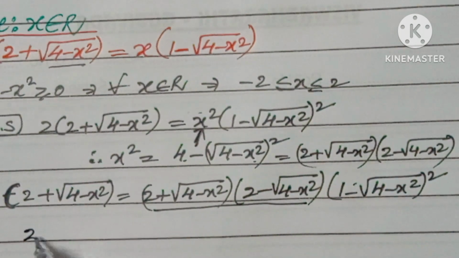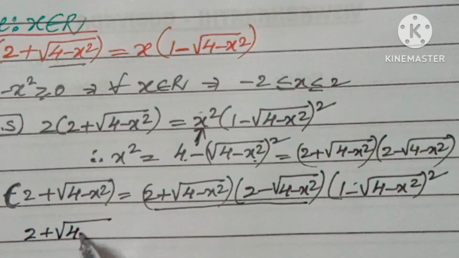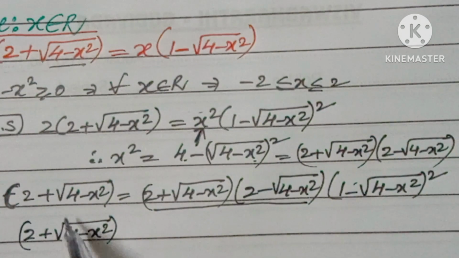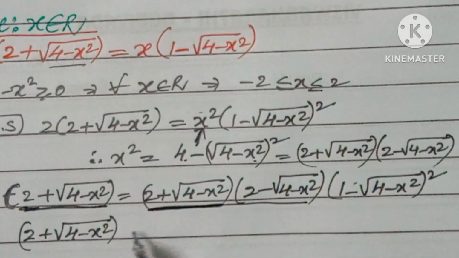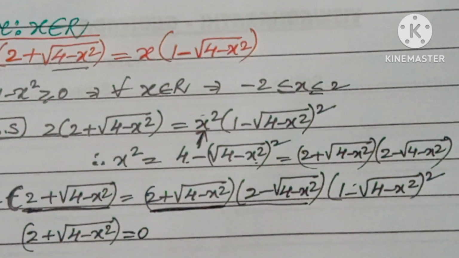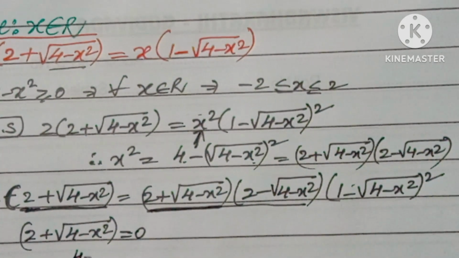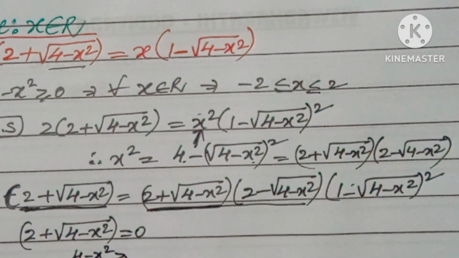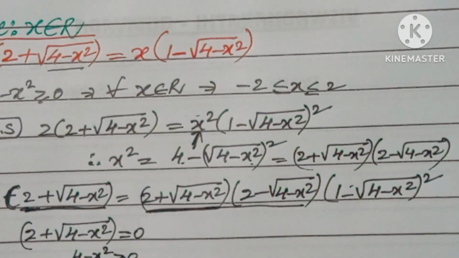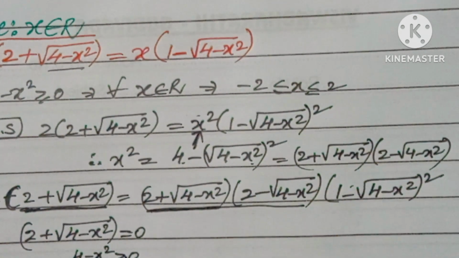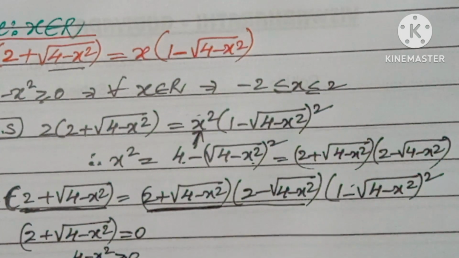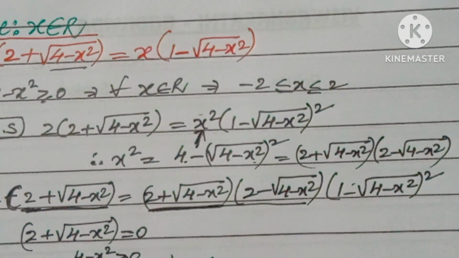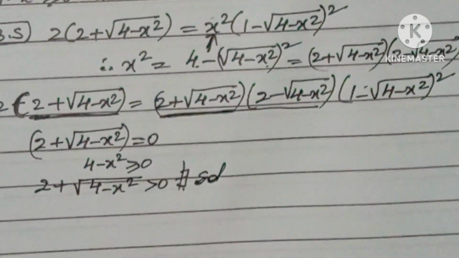Now here you can take 2 plus root of 4 minus x square as common. Here also we have this value on the LHS, and here also it is there in the RHS. Let it be 0. Here already we know that 4 minus x square is greater than or equal to 0. Then 2 plus root of 4 minus x square is greater than 0. So for every real number there is no solution, since the value we are getting is more than 2.